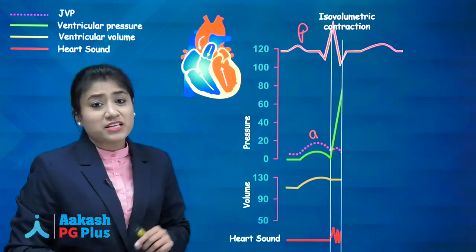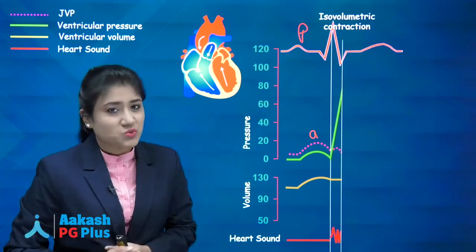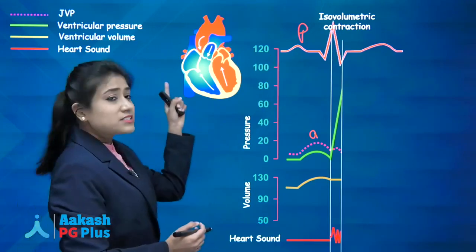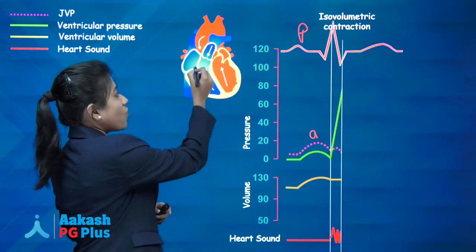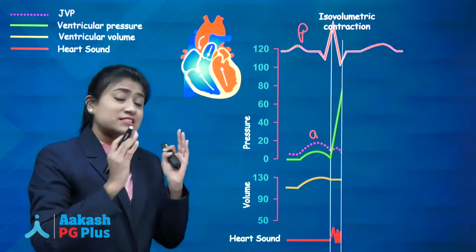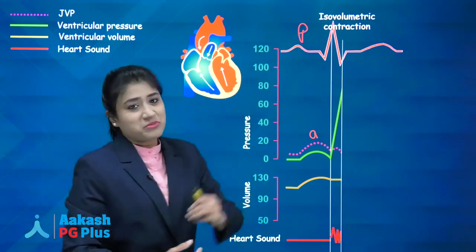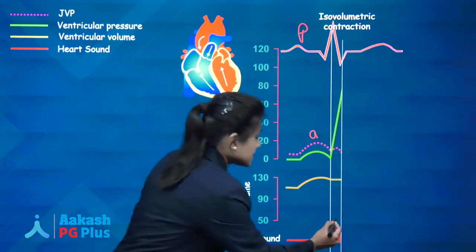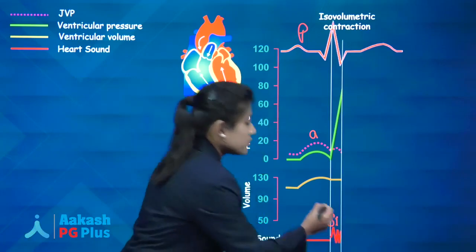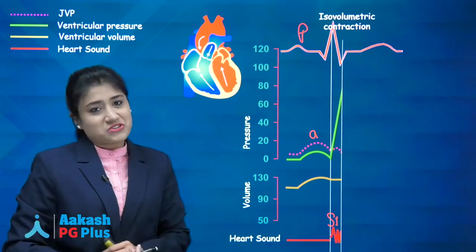Now after the atrial contraction, after the P wave on ECG, there is the QRS complex, and after the QRS complex you get isovolumetric contraction. What is happening in isovolumetric contraction? After the P wave, that is after the atrial contraction, now the AV valve gets closed, and this closure of the AV valve is the beginning of your isovolumetric contraction. Again this closure of the AV valve produces the first heart sound. Write it down, first heart sound. It is seen in the beginning of isovolumetric contraction.